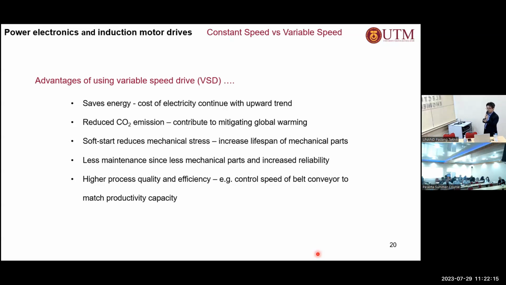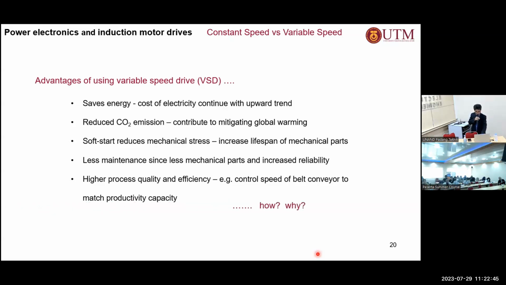Higher process quality and efficiency. Well, it depends. You can control the process depending on the process flow, the inputs and outputs of the process, by controlling the speed of the induction motor. All right, with variable speed, you can actually match the productivity. You can increase productivity capacity by controlling the speed of, for example, a conveyor system.